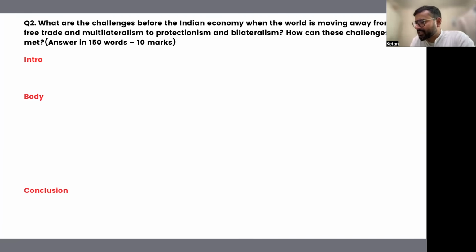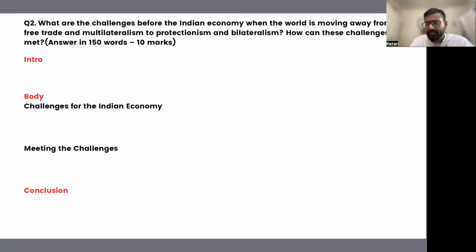The next question is, what are the challenges before the Indian economy when the world is moving away from free trade and multilateralism to protectionism and bilateralism? How can these challenges be met? All right. So again, you want to underline the keywords. These are the demands of the question, which will be met in the body. So in the body, you'll have the challenges for the Indian economy when the world is moving away from free trade towards more protectionism, and how these challenges can be met. These are the key demands of the question which will be met in the body.